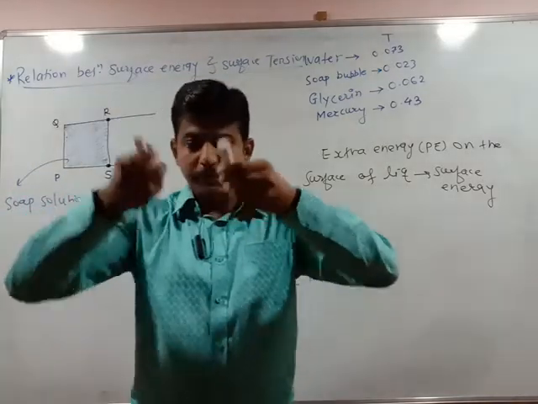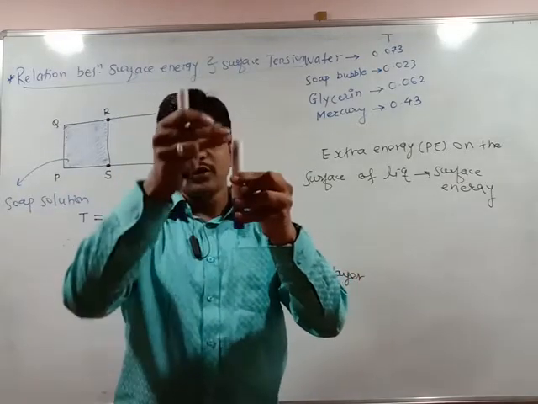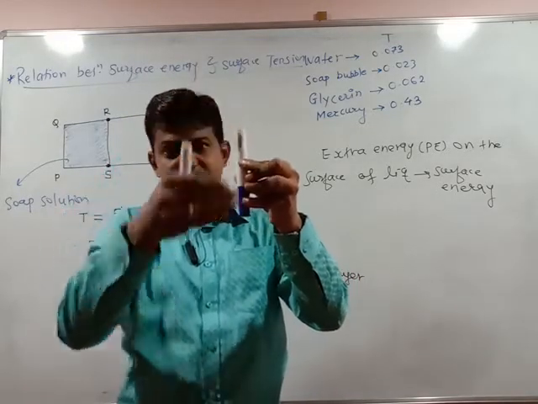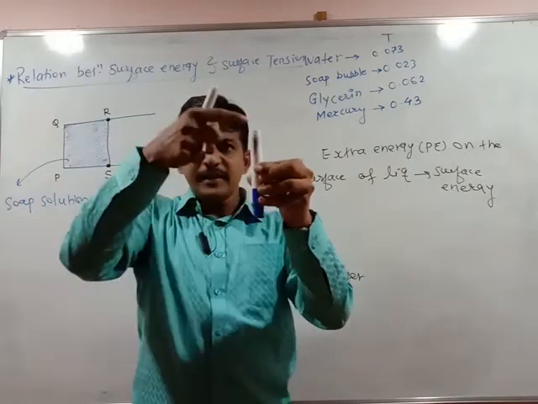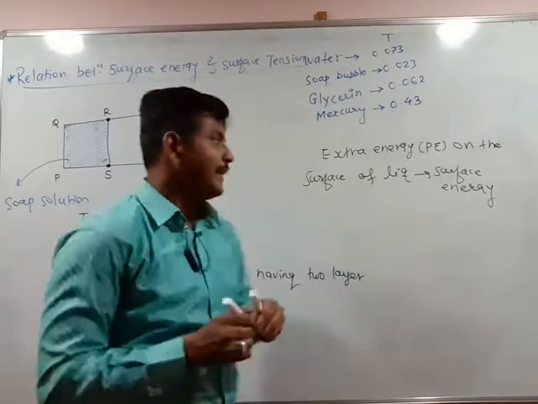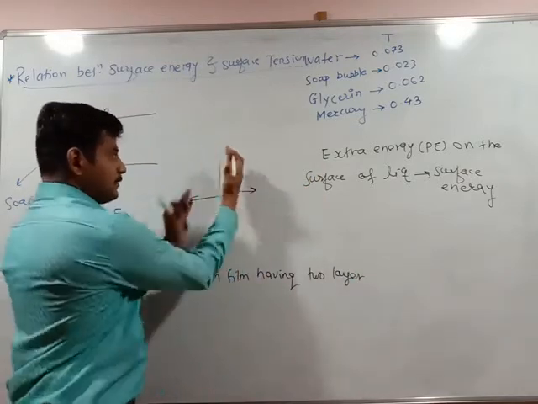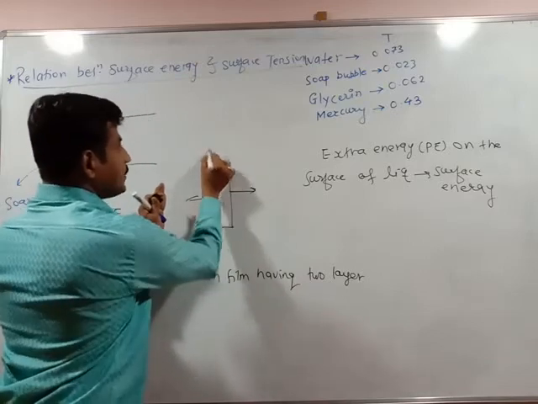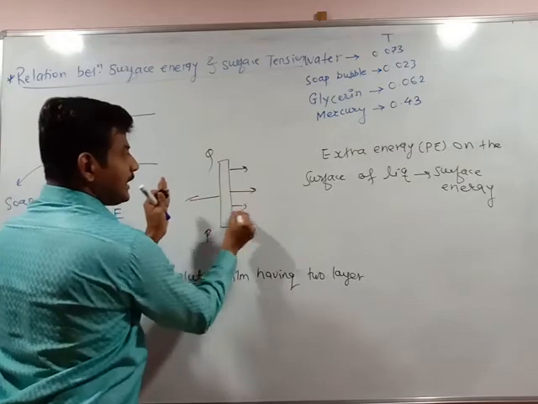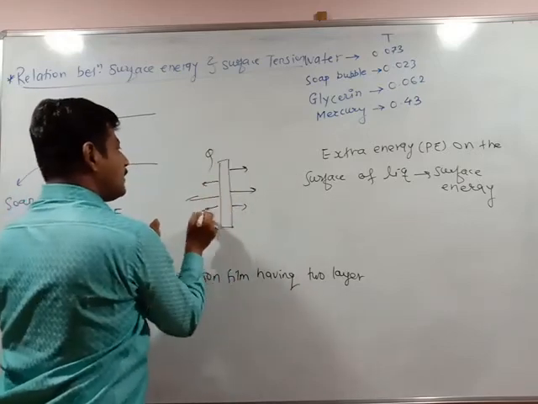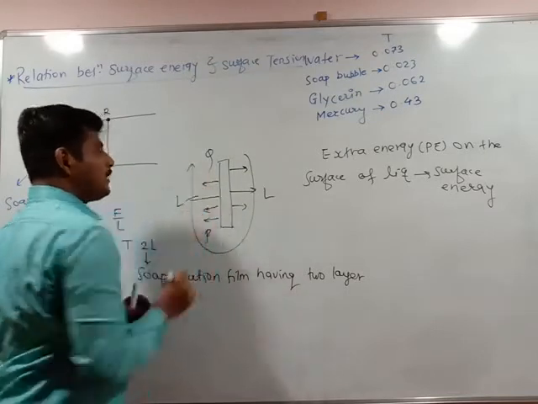This frame is dipped inside the soap solution, and again removed. Here is the side QR. Soap solution is sticking to QR. This is the front face and this is the back face. So here is one length on which force is acting. Here is the second length on which force is acting. So on one side force is acting, at the same time on the second side force is acting. That's why, with length L on both sides, the total length is 2L.